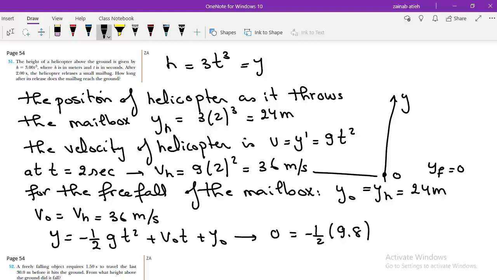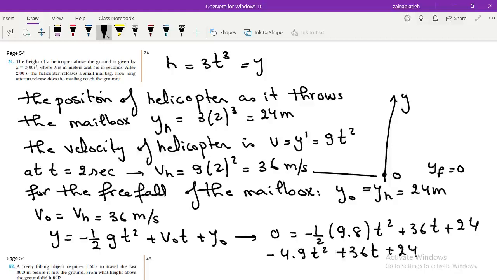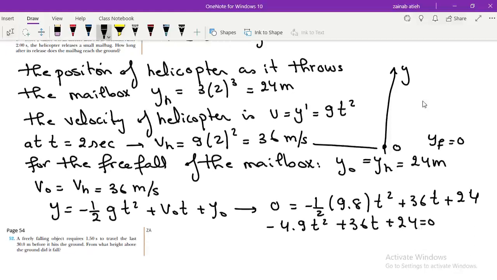t squared, I have to find the time, plus v0, which I found, is 36 t plus y0, which is the initial height of the mailbox, that was 24. Okay, let me arrange it. I will get minus 4.9 t squared plus 36 t plus 24, it's equal to 0. This is a quadratic equation. You solve it using the calculator.